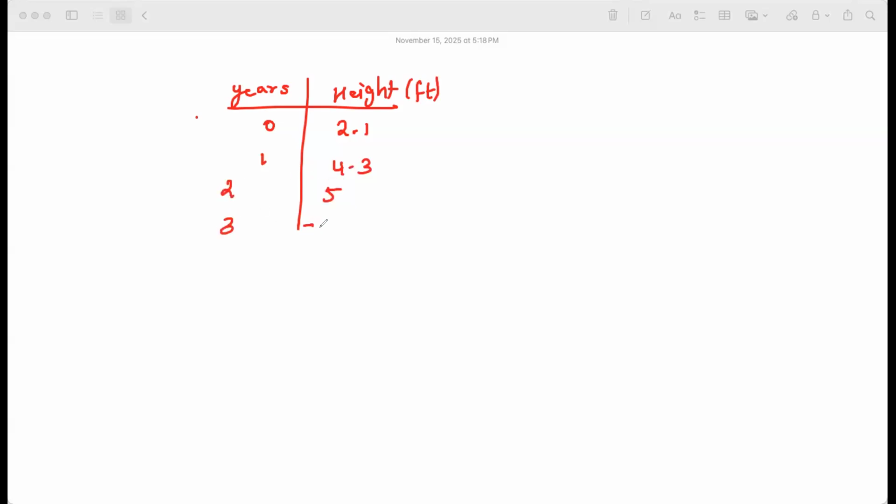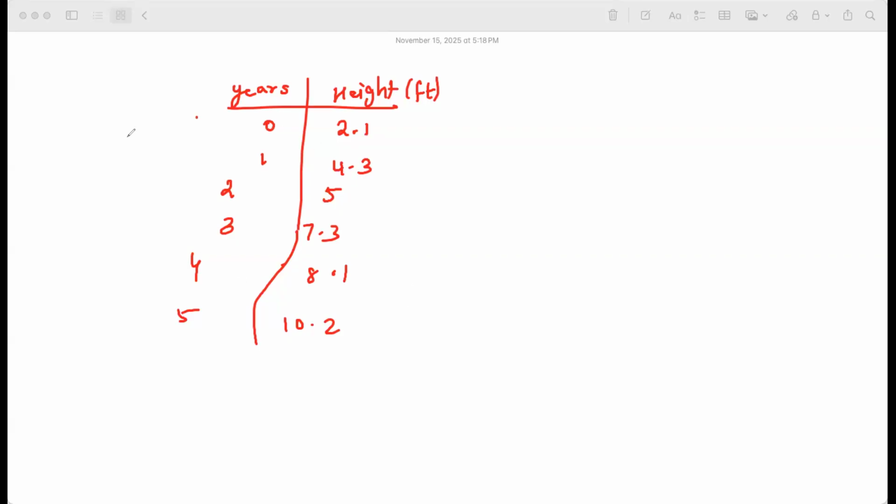Let's see how to find that equation of best fit. Let me show you a table. From a table we can always plot a graph, right? Suppose I'm planting a plant. I'm measuring the number of years it grew and the height. Starting when I planted it, it was 2.1 feet. In the first year it grew to 4.3 feet. The second year it grew to 5. In the third year it grew to 7.3. Fourth year 8.1. Fifth year it grew to 10.2. This is the growth of the plant within years.